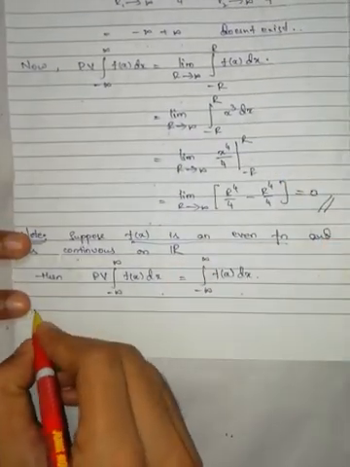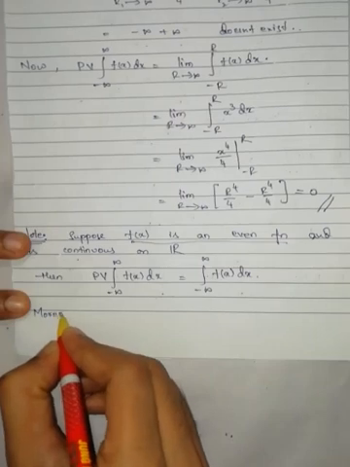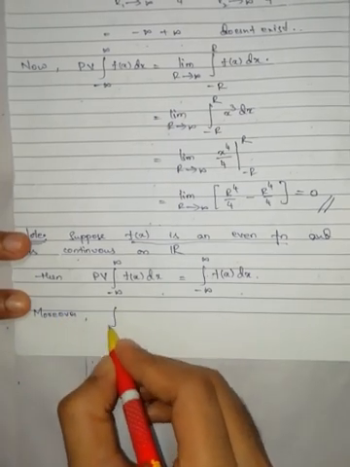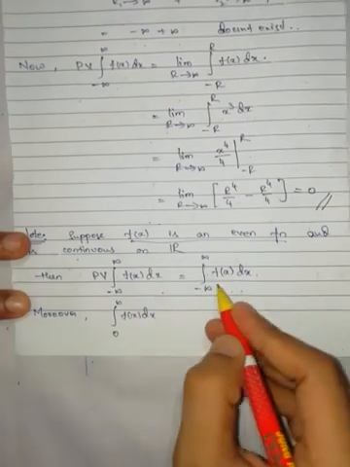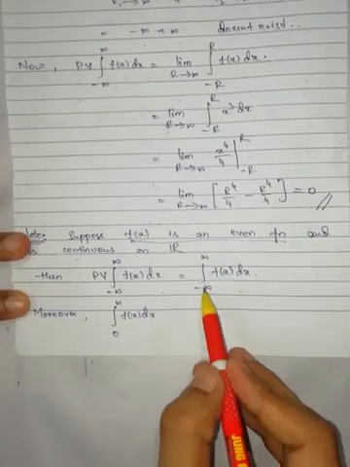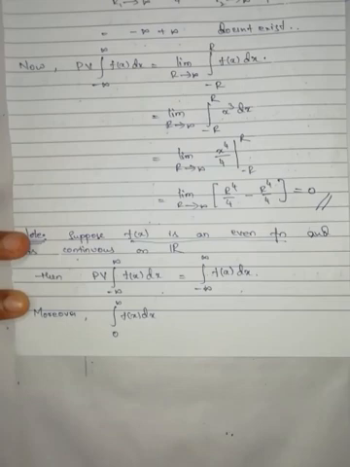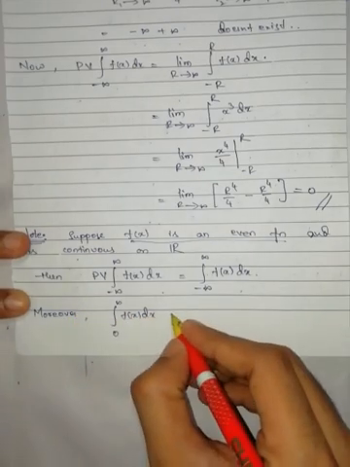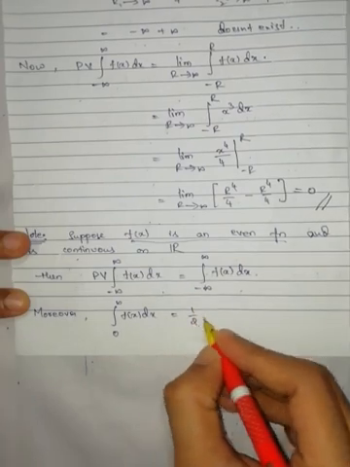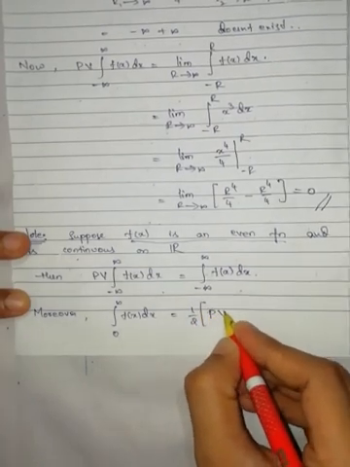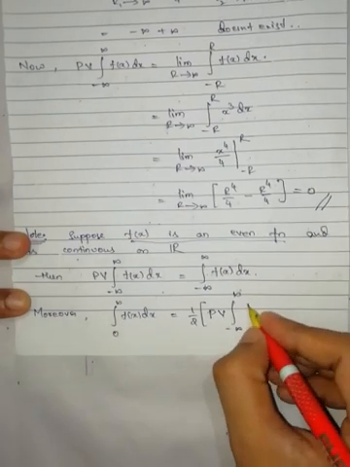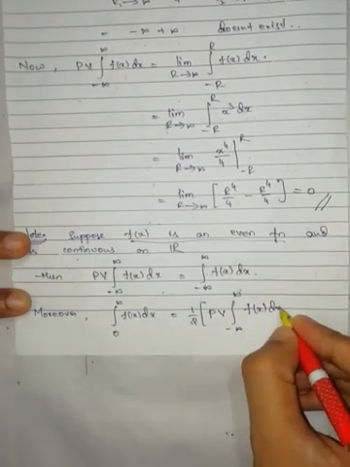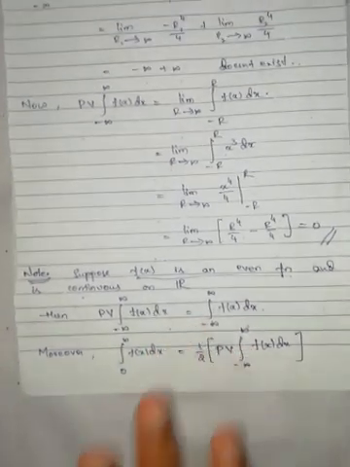Moreover, integration 0 to infinity f of x dx, as f of x is even, then integration minus infinity to infinity can be written as 2 into integration 0 to infinity. Sending this to this side, 1 by 2 into principal value of integration minus infinity to infinity f of x dx. This is the important note.